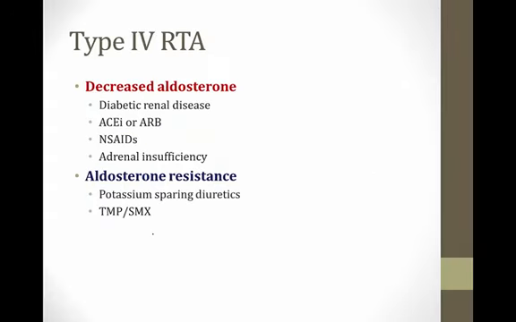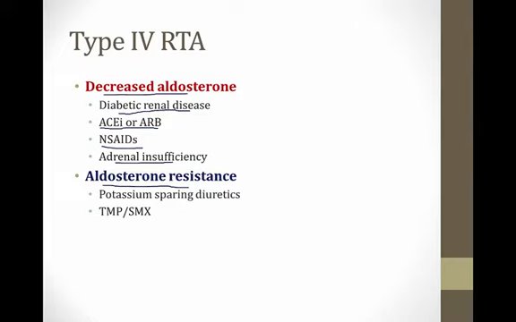So I said before that this can happen either because of decreased aldosterone production or aldosterone resistance. So let's talk about some of the reasons these things might happen. One of the most common reasons for a type 4 RTA is diabetic renal disease. In diabetic kidney disease, there's less production of renin and therefore less production of aldosterone. In addition, patients taking an ACE inhibitor or an ARB have disruption of the renin-angiotensin-aldosterone system, so they have less aldosterone around. NSAIDs can also disrupt aldosterone production, and then finally, adrenal insufficiency for any reason leads to less aldosterone, and that can lead to a type 4 RTA.